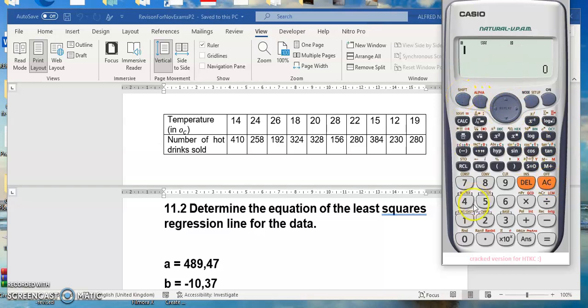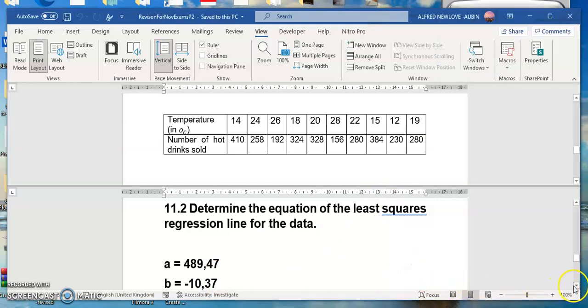You go to Shift, then you come to Stat. See Stat at the top here. What do I want? Regression. And regression is what? 5. Now my A is what? 1. So I'll press 1 equal, 489. That's the 489 we have here. Then press AC again. We want B. So you press Shift again, 1. Regression is 5. Then 2. We move to 2, which is B. Negative 10,37. Now I've gotten my A, B, and C.